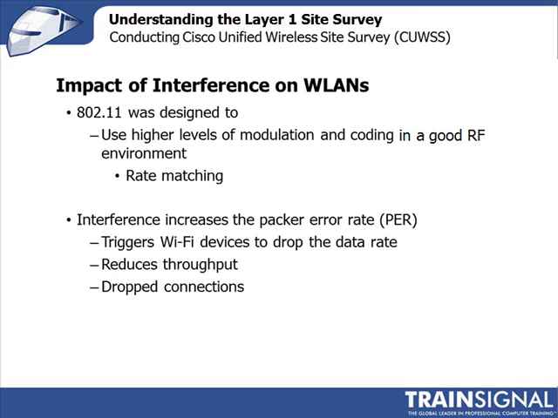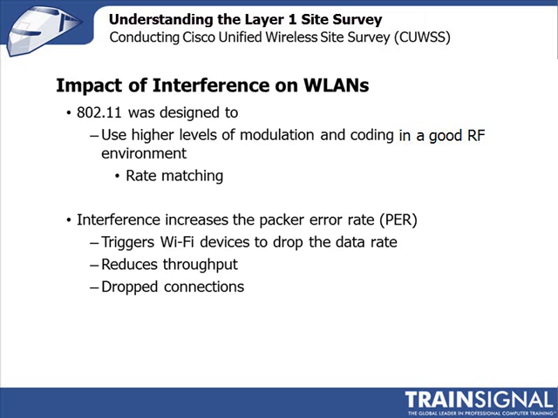If it's waiting for longer periods of time, then your overall throughput of your wireless LAN will be deteriorated. So the other impact of interference on your wireless LAN is to impact your modulation and coding. So your modulation is where you represent bits per waveform. So you might use BPSK, which is 1 bit per waveform, QPSK, which is 2 bits per waveform, 16 QAM, which is 4 bits per waveform, or 64 QAM, which is 6 bits per waveform.